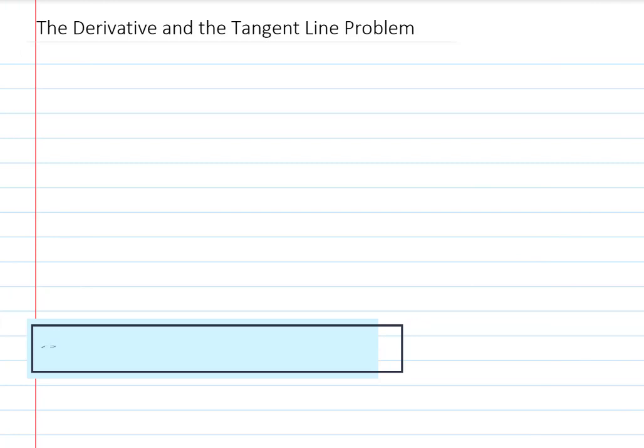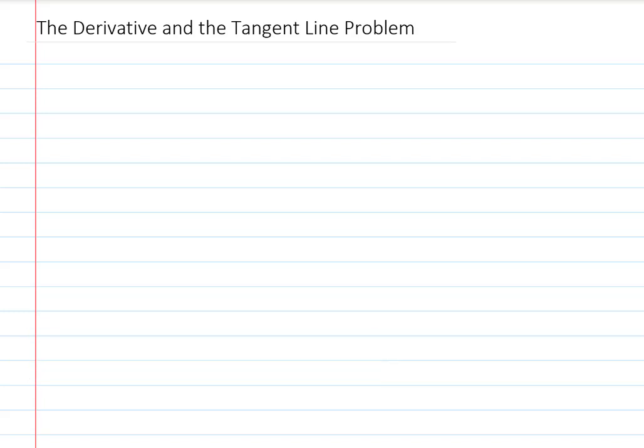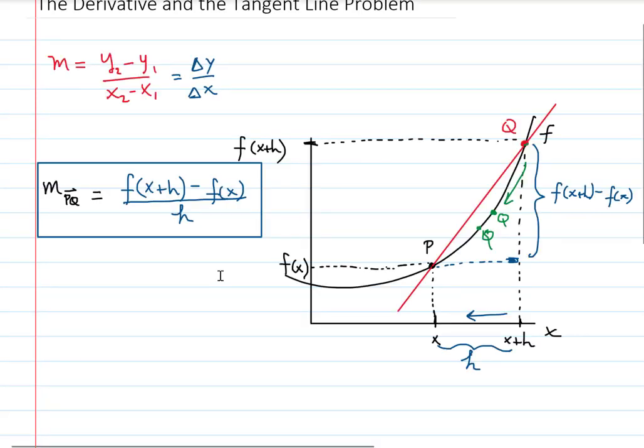Alright guys, in this section we're going to be talking about the derivative and have a formal definition for what a derivative is. But first we're going to go back to our tangent line problem from before. If you recall, when we discussed the tangent line problem, we talked about the secant line getting closer and closer to the tangent line.